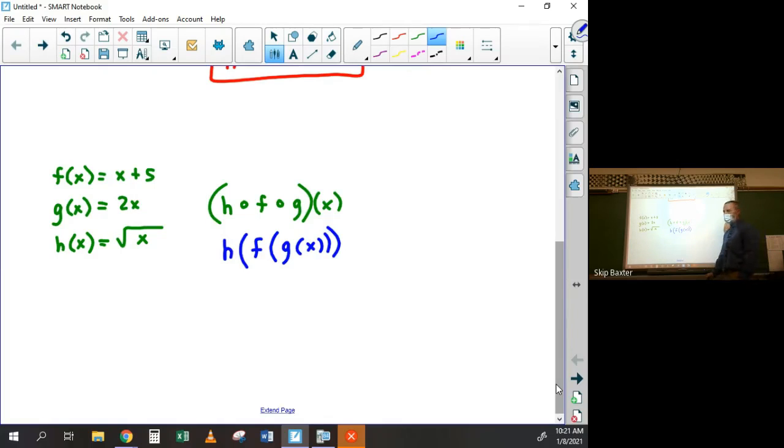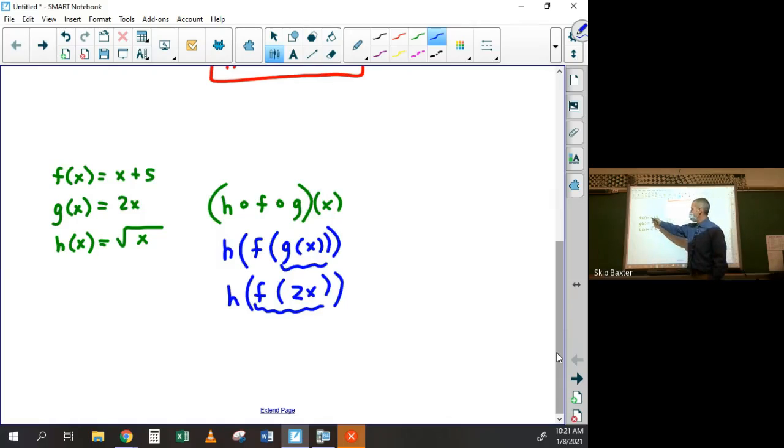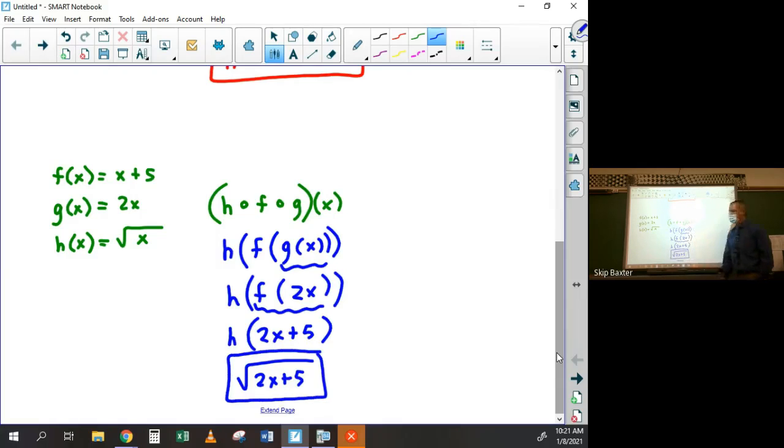And you start from the inside and work your way out. So g of x is really equal to 2x. So now I'm finding h of f of 2x. Now you go to the next set of parentheses, f of 2x. That means you take 2x and you plug it into this function. So f of 2x would be 2x plus 5. So now I just need to find h of that, 2x plus 5. Well, what does h do? h square roots things. So I'm going to take this stuff and square root it. That would be the final answer here.